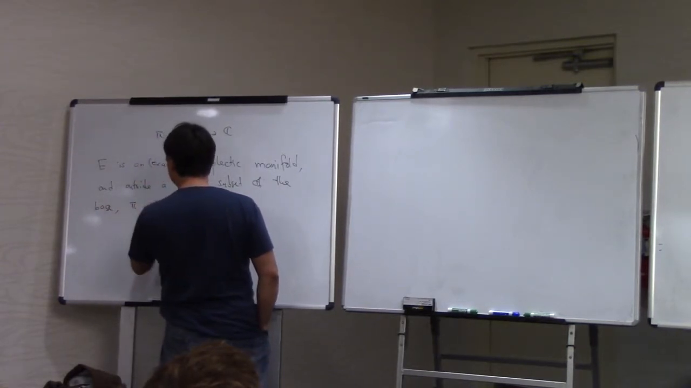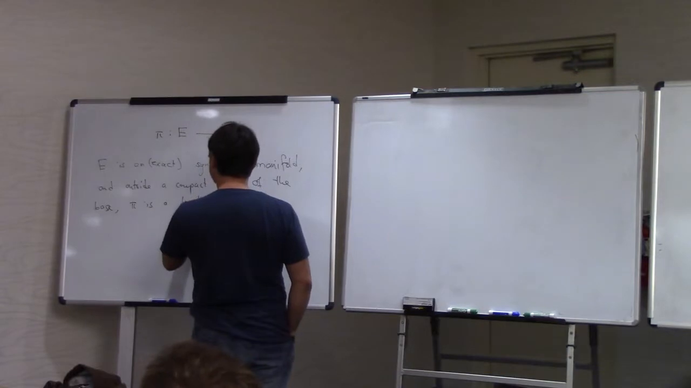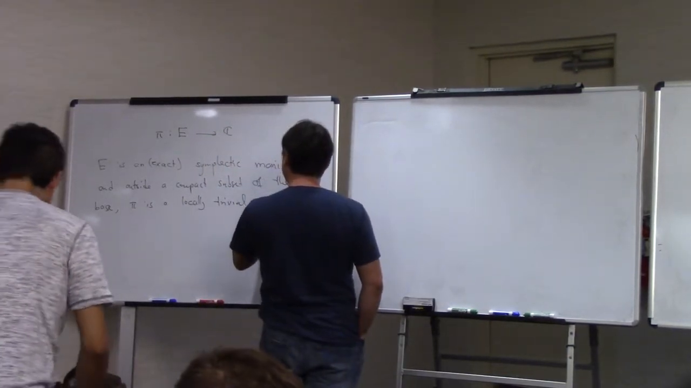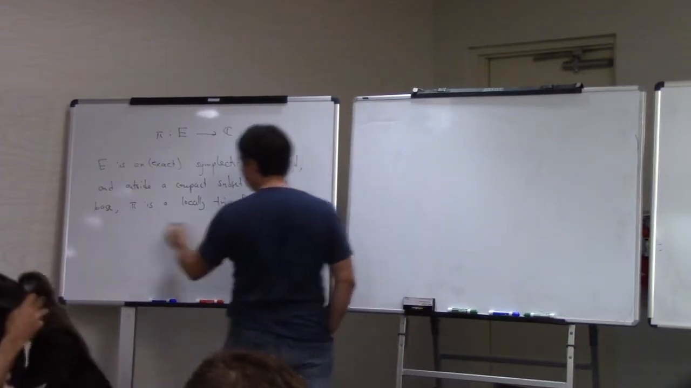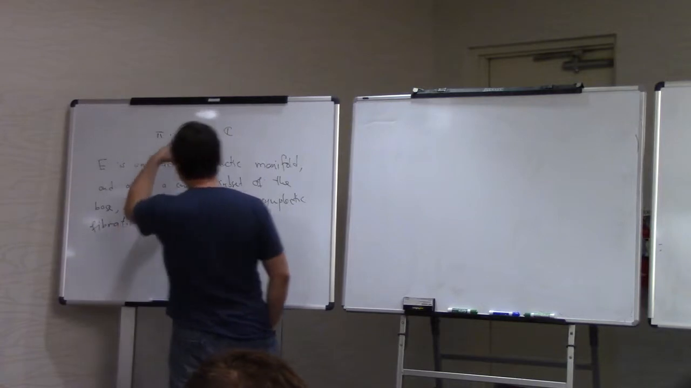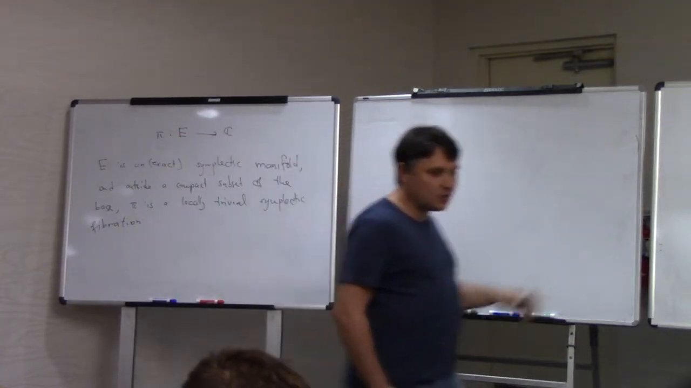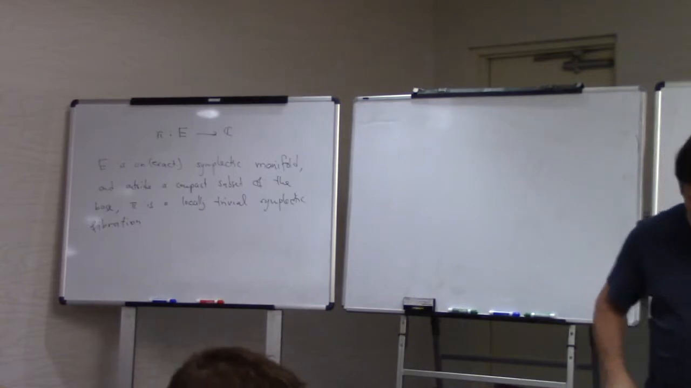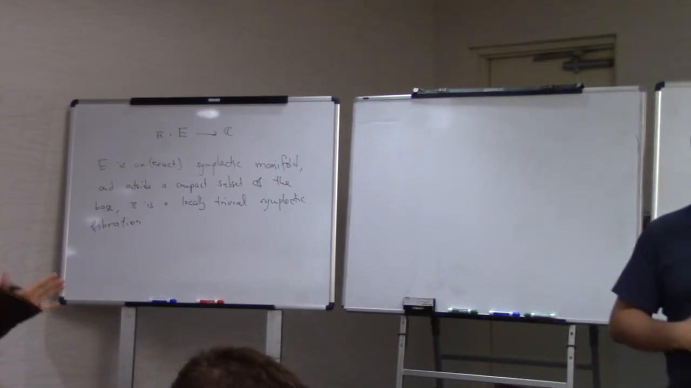pi is a locally trivial fibration. So basically there's some compact subset of the base in which something bad happens, and whatever happens will cause monodromy around a large circle, but apart from that monodromy there is no more structure out there at infinity.